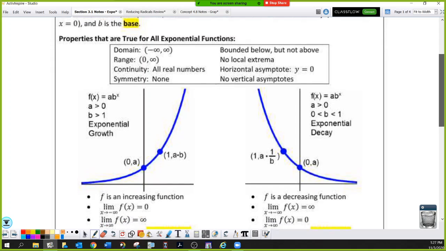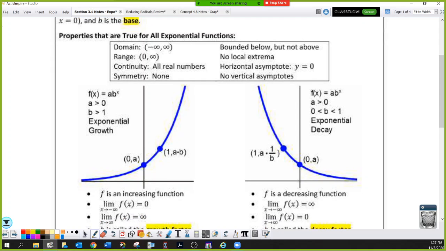These are properties that are true for all exponential growth or decay functions, not exponential functions in general, specifically exponential growth and decay functions. The domain is going to be all real numbers. Now that's because you can raise a value to any number you want to. You'll always get a number back. But your range is restricted. Your range is going to go from 0, not including 0, up to infinity. And that is true for the exponential growth function on the left and the exponential decay function on the right.